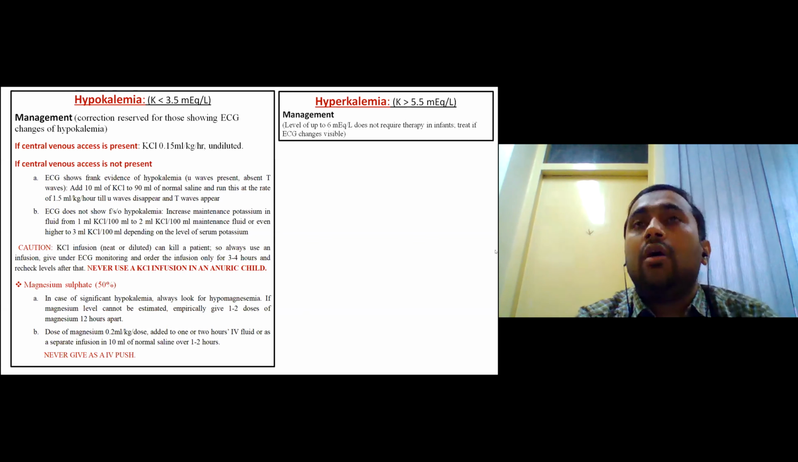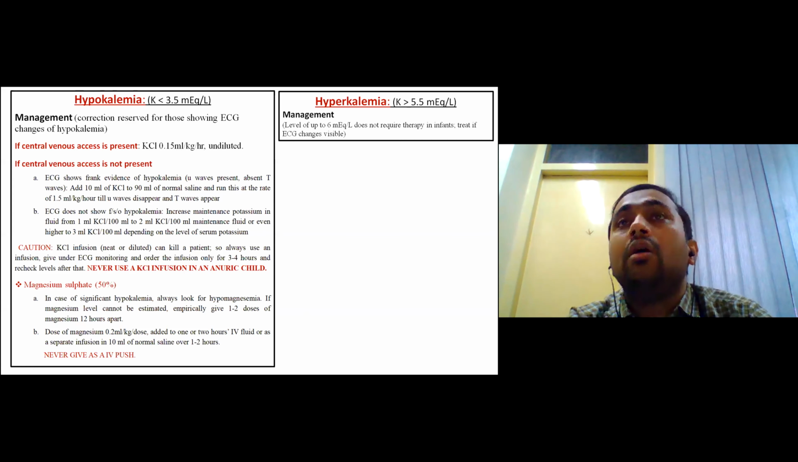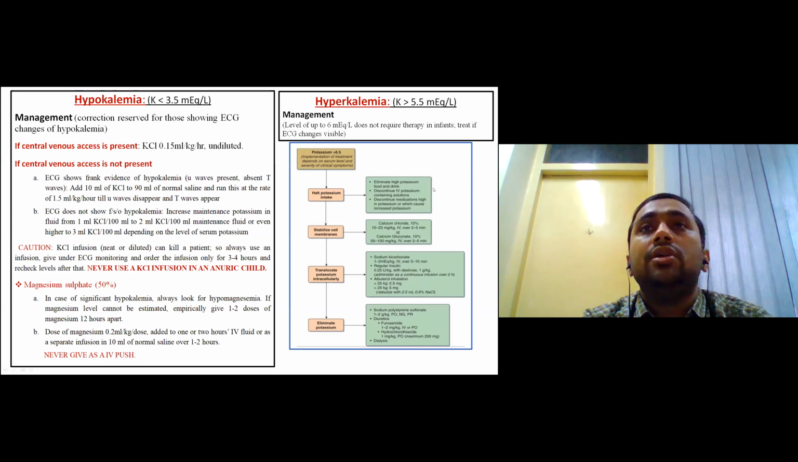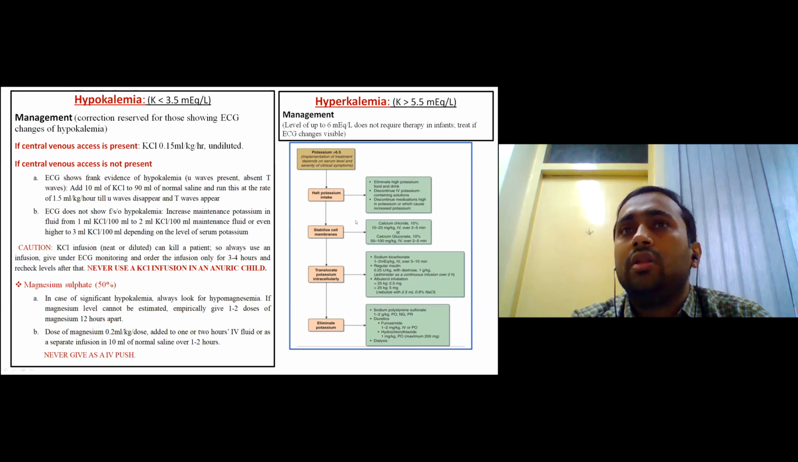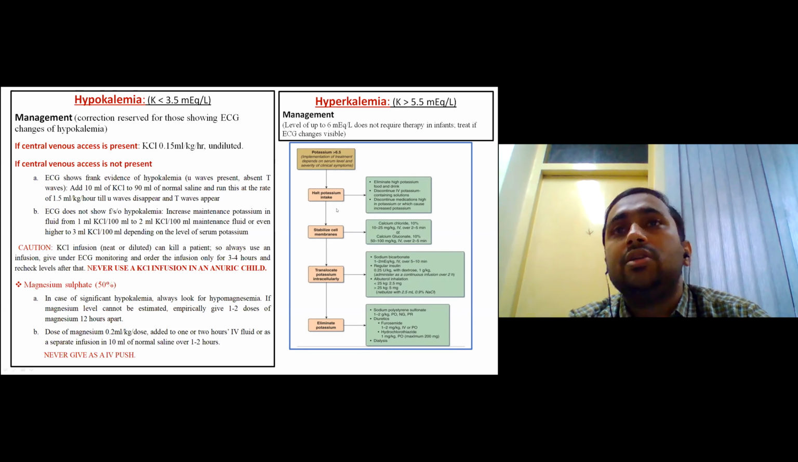Hyperkalemia, again, we treat in infants only above 6 milliequivalent per liter. We don't need to treat below that, but we treat it only if ECG changes are visible. We all know these algorithms. We use multiple strategies to bring down the potassium, like some strategies to halt potassium intake, and then we use calcium chloride or calcium gluconate to stabilize cell membranes, and then to translocate potassium intracellularly, we use sodium bicarbonate if there is concurrent acidosis, or we use insulin with dextrose infusion in these dosages, or beta-2 agonist inhalation.